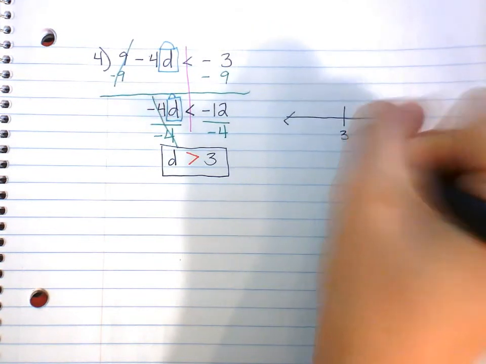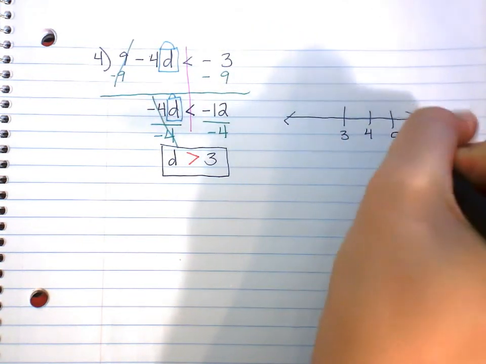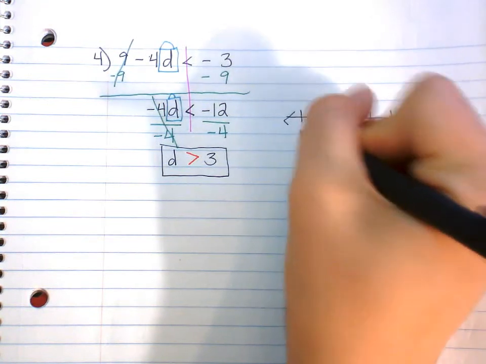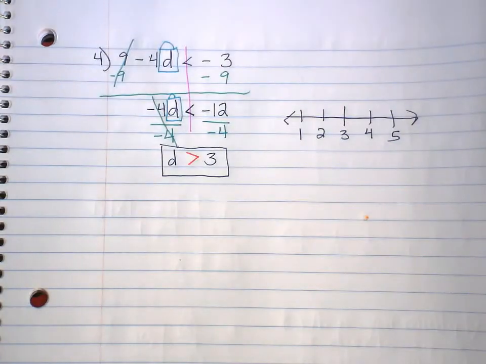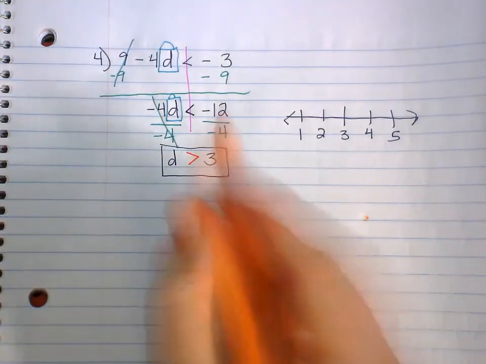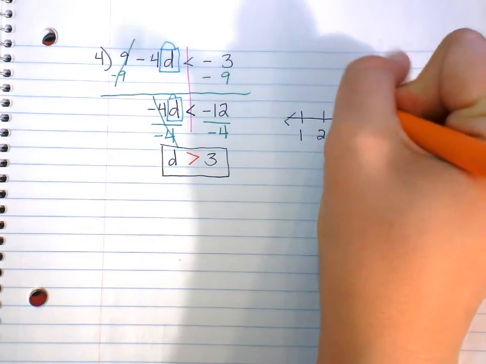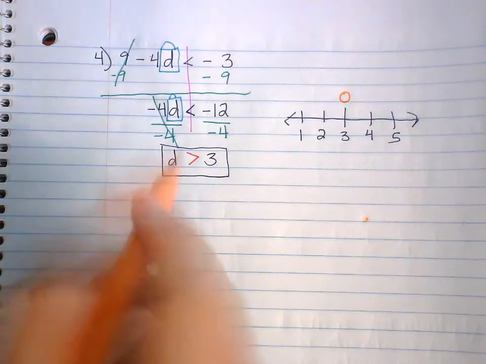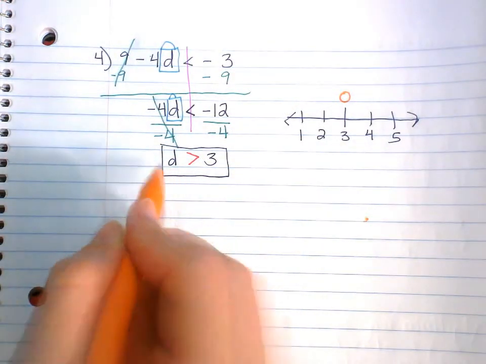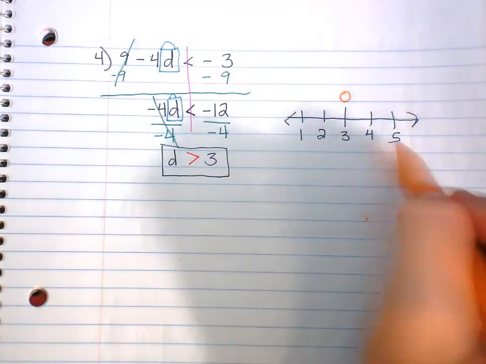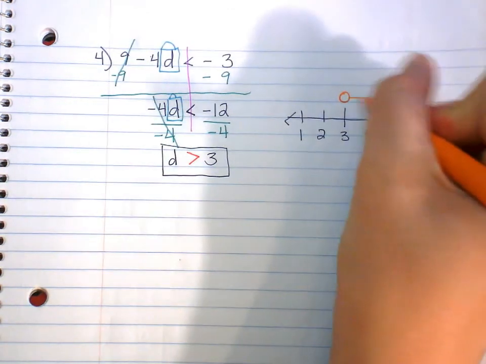So we got 3, 4, 5, 2, 1. Open or closed circle? Well, there's not a line underneath it, so it's exclusive. It's not including 3. So open circle. The values of d are greater than 3. Well, where are the numbers greater than 3? To the right.